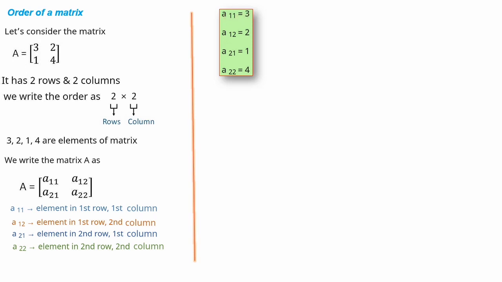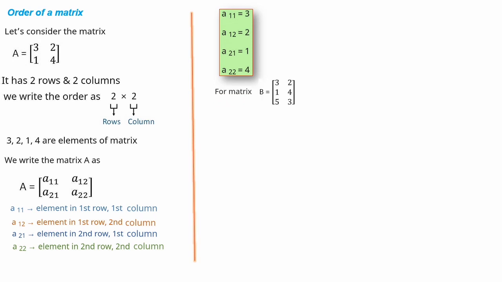A11 is equal to 3. If you have been given a matrix like this and you are asked to write A11, that means first row, first column, first row, first element, you have to write first row, first element is 3. A12 means first row, second element, first row, second element is 2. Next A21, second row, first element, second row, first element is 1. A22, that is second row, second element, second row, second element is 4. So this is the way we have to identify the elements of a matrix.